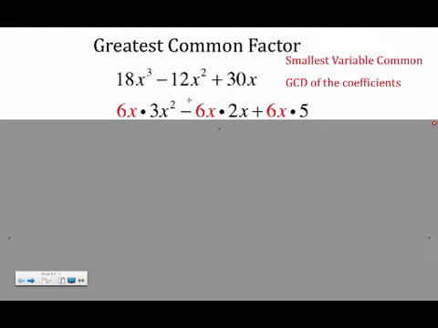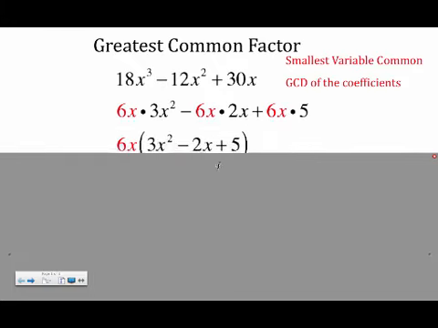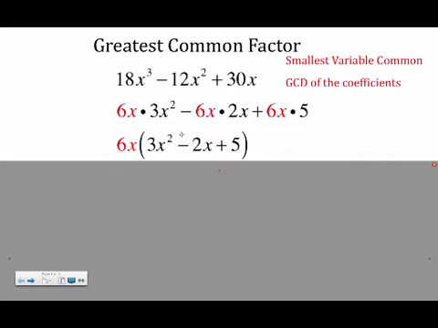Once I've identified what's left when that greatest common factor is factored out, I can take that 6x out from all three terms and replace what's left inside a set of parentheses. So in factored form, 18x cubed minus 12x squared plus 30x would appear as 6x times (3x squared minus 2x plus 5). You can verify that this is correct by multiplying the 6x back into all three terms and making sure you arrive at the original problem.